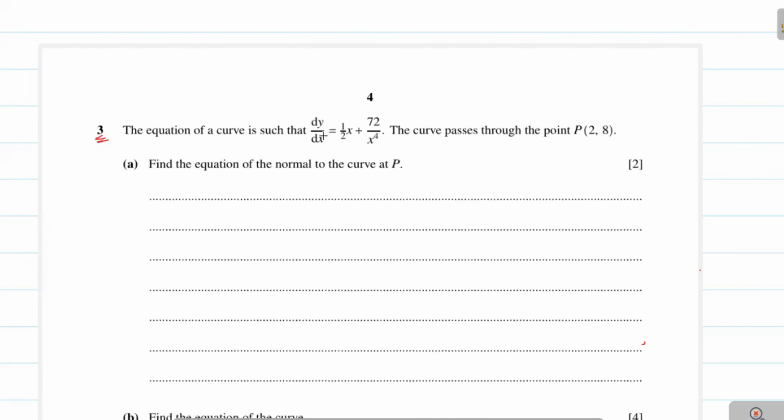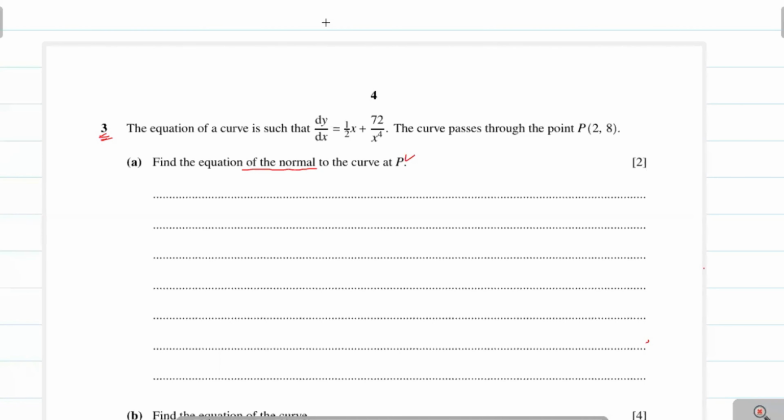Question 3, the equation of the curve such that dy over dx equal to half x plus 72 over x power 4. The curve passes through the point P. Find the equation of the normal to the curve at P. To find the equation of the normal, firstly, we have to find the gradient of the normal. The gradient of the normal we can calculate if we calculate the gradient of the tangent at this point. The gradient of the tangent at this point we can calculate because this is the gradient of tangent equation.